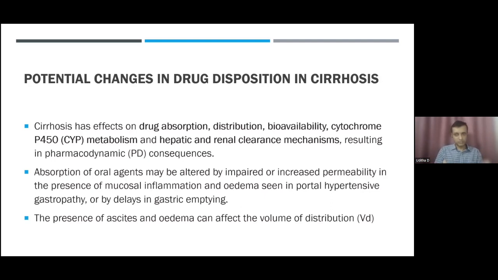Now, the simplest things are that the absorption of oral agents may be altered or impaired by increased permeability in the presence of mucosal inflammation and edema in the gut, or due to delays in gastric emptying, or due to delays in gut motility. And of course, in patients with ascites and edema, there can be an effect on the volume of distribution, especially in hydrophilic drugs, because those drugs can be redistributed in the ascitic fluid as well.